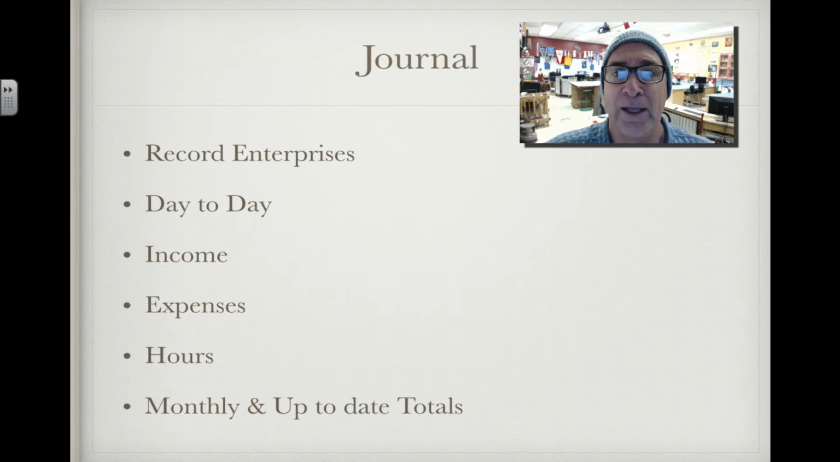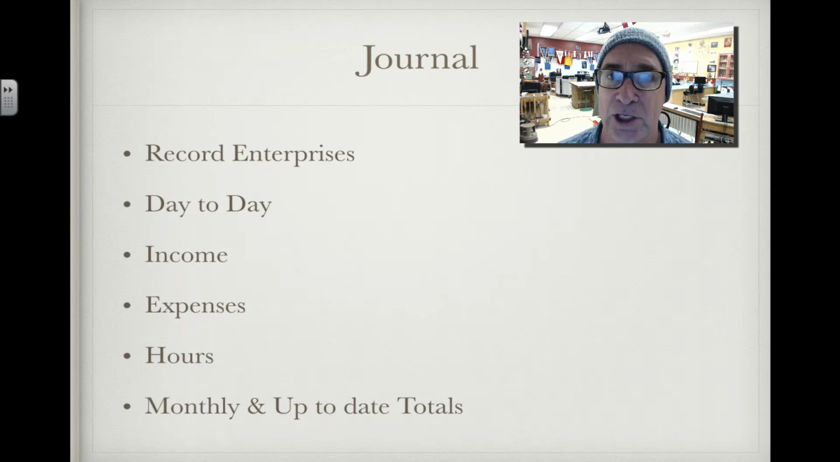First of all, it's supposed to kind of record all your enterprises. As you can see, on the right-hand side and the left-hand side of your book, there are what we call ledgers, and in each ledger you put your day-to-day hours, income, and your expenses, and then you total up all of the months as well as the month and bring it total to date. So it's really what we would consider a financial ledger.